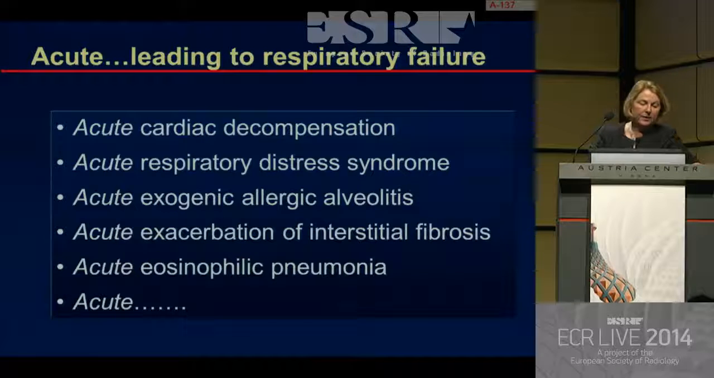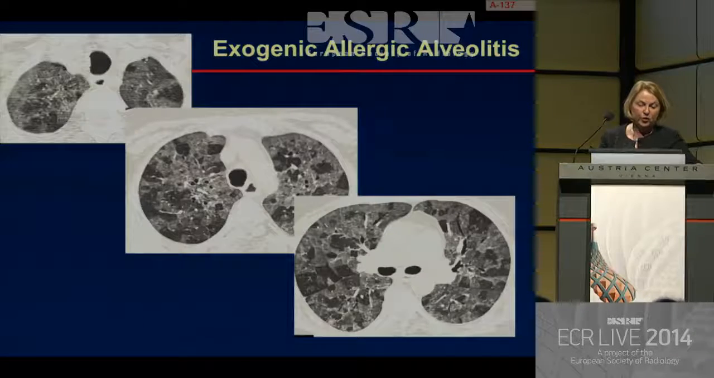If you go into the literature and you just look for the combination of acute and respiratory failure, then you find acute cardiac decompensation, acute respiratory distress syndrome, acute exogenic allergic alveolitis, and so on and so on. And that makes it so difficult, A, to present, but also for our differential diagnosis.